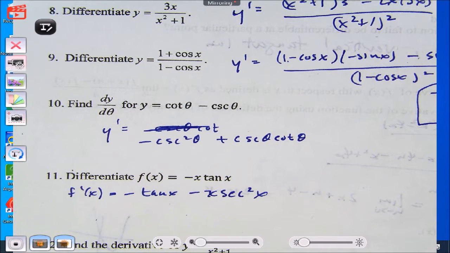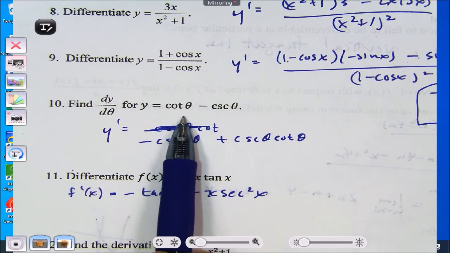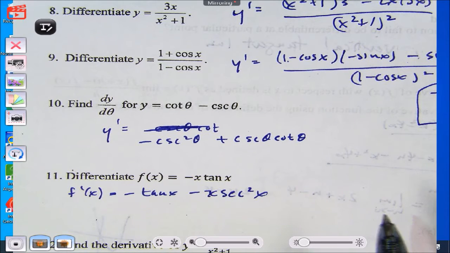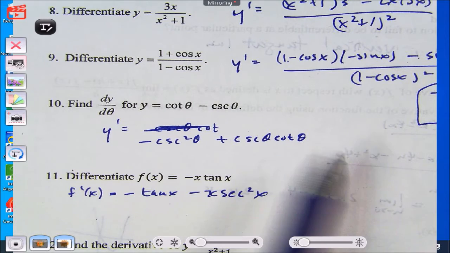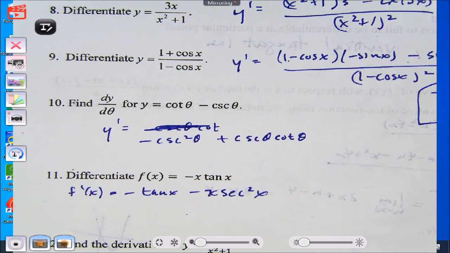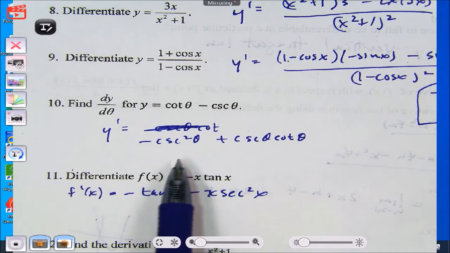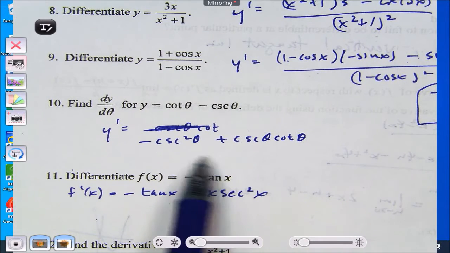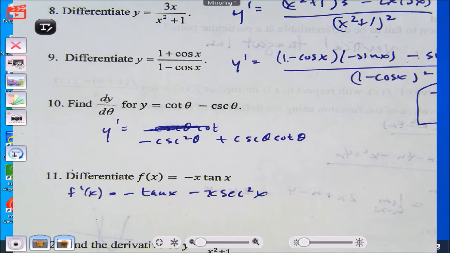Or you can reinvent the wheel. What do I mean by that? Rewrite cotangent theta as cosine over sine, and then do the quotient rule on it. Rewrite cosecant theta as 1 over sine, and then do the quotient rule on it. And then hope you can simplify it to the multiple choice answer that will look like this. The only problem is you may run out of time.